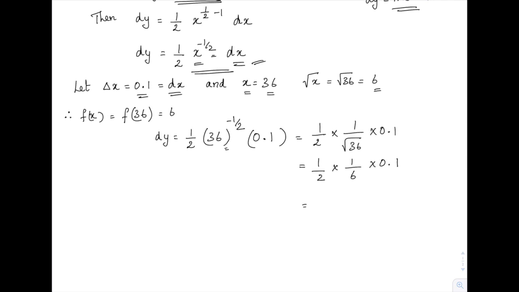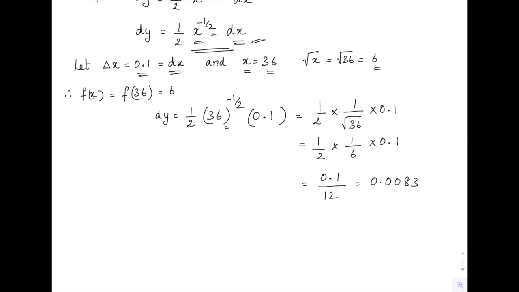So that means 0.1 divided by 12, which is equal to, I have done the calculation already, so I know this is 0.0083. So dy is equal to 0.0083.